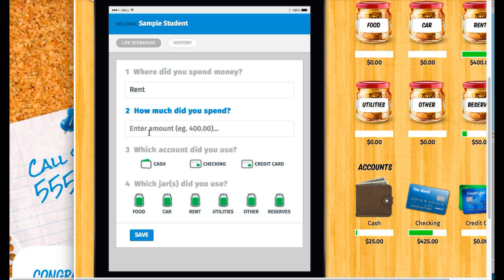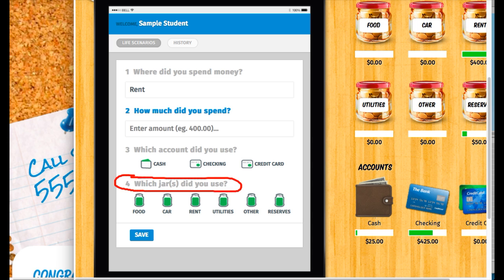How much did you spend? How much is my rent? If you look in your booklet, rent says $400. Now, what you're going to notice is when I typed in $400, something happened right here. It says take $400 from your jars. Keep an eye on that section for a second. If I make that say 20, do you see how $20 popped in up there?